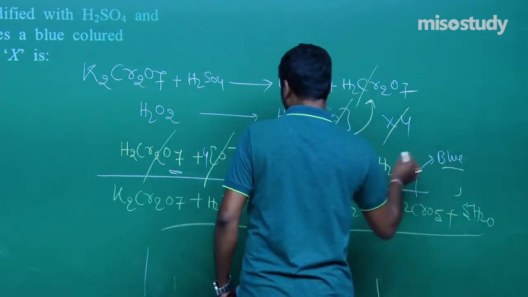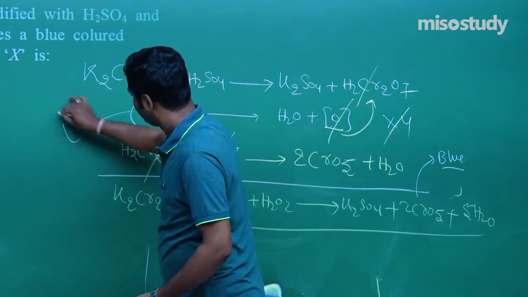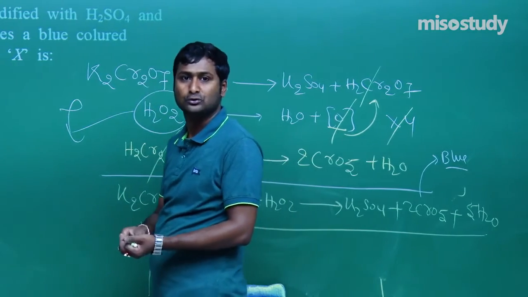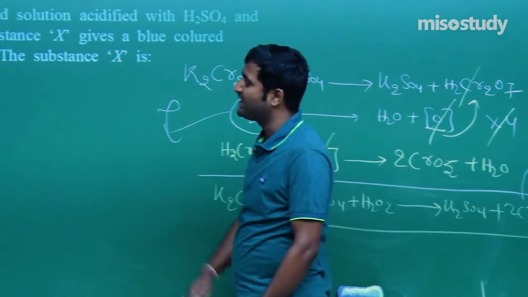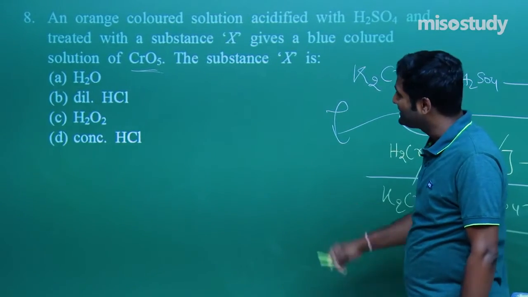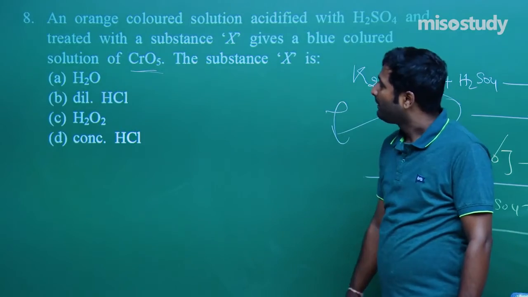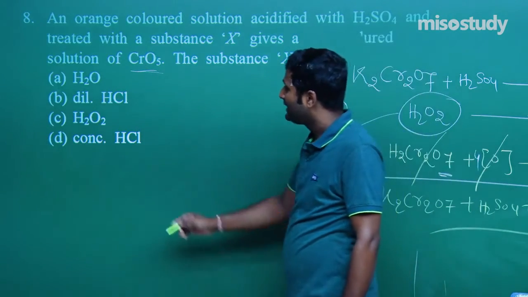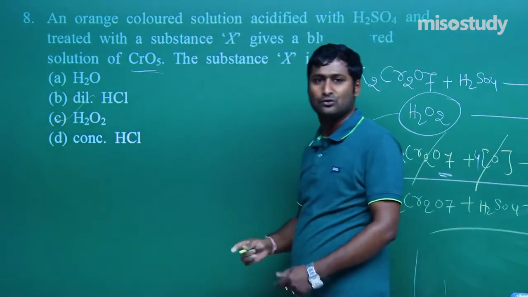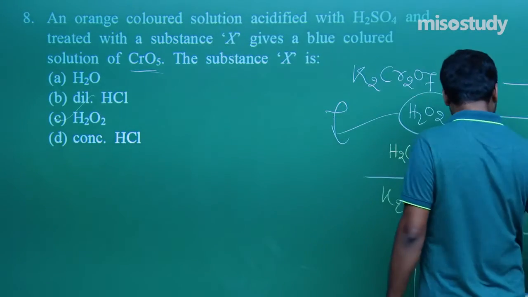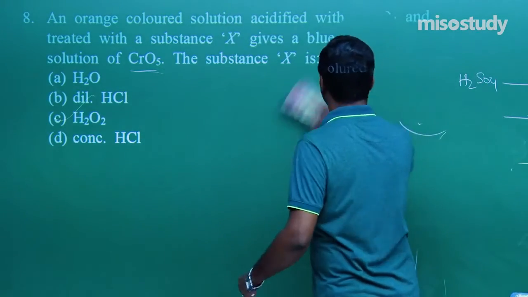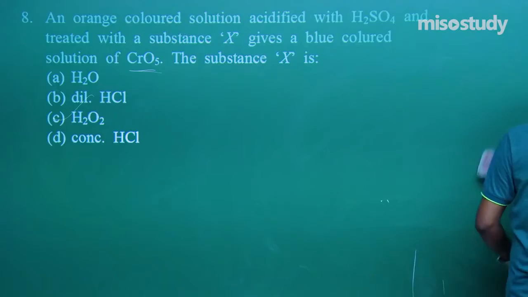So tell me, what is X? X is H2O2. Clear to you? This is one of the best questions, a complete analyzing type question. Orange color means definitely potassium dichromate. The answer is C, H2O2. Clear? Now I'm going to rub this part and we'll discuss the next question. Wait for a moment.